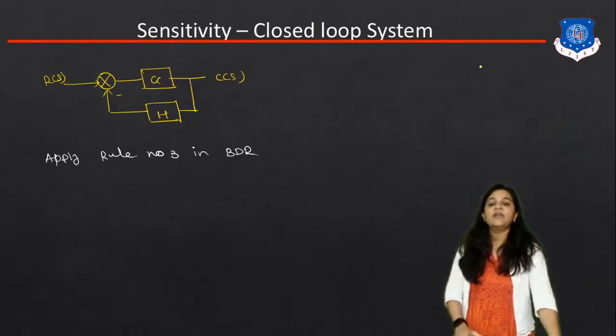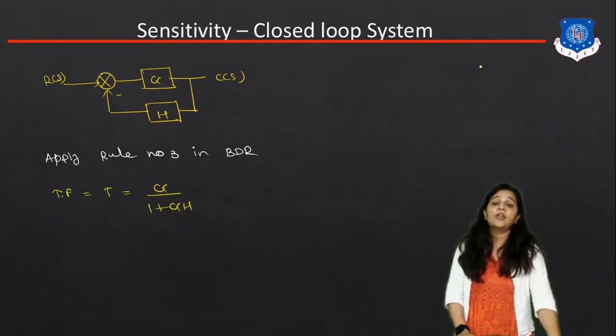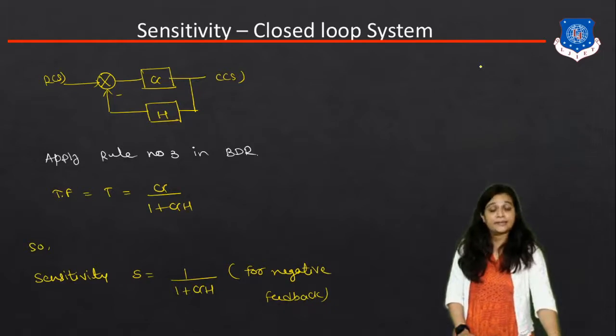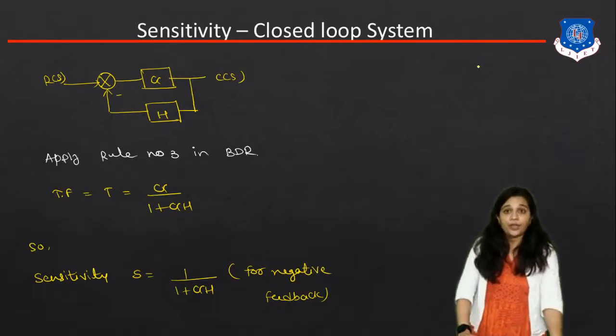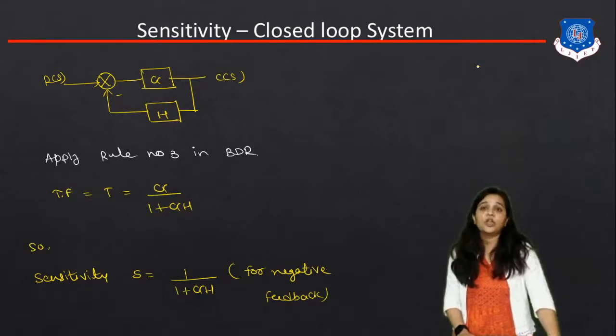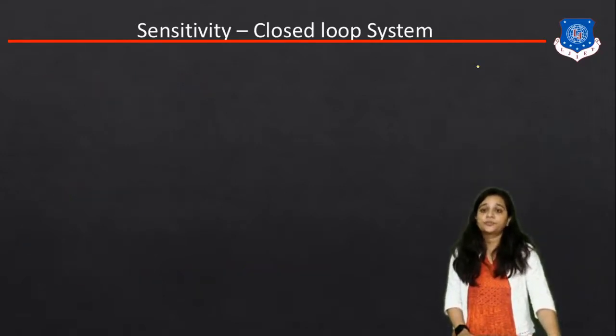Here the sign of the feedback signal is negative, so the equation becomes T equal to G upon 1 plus G into H. If a positive feedback signal is given, the equation becomes G upon 1 minus G into H. So the sensitivity S is equal to 1 upon 1 plus GH, only for the negative feedback signal. So you have to check which type of feedback signal is given for this particular closed loop system.